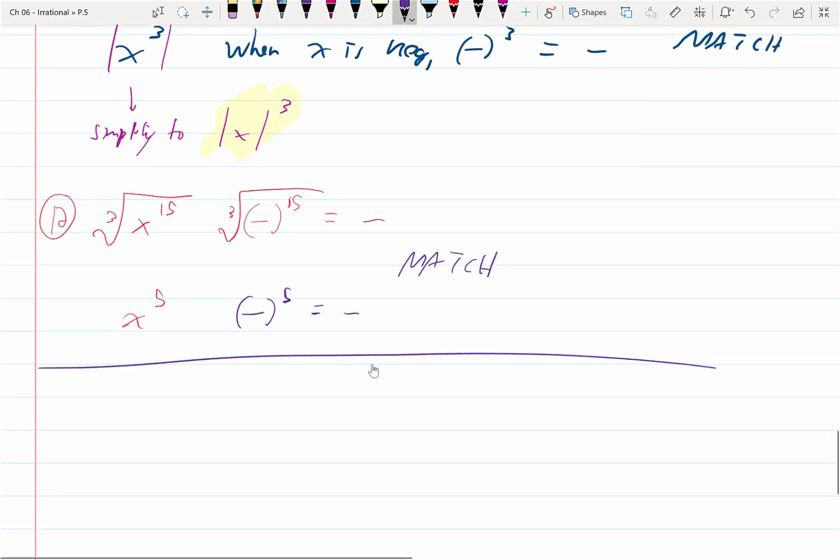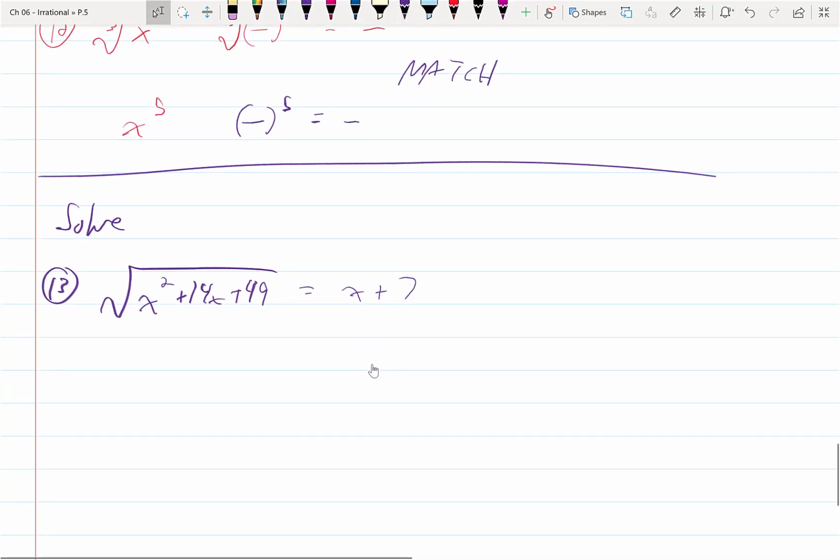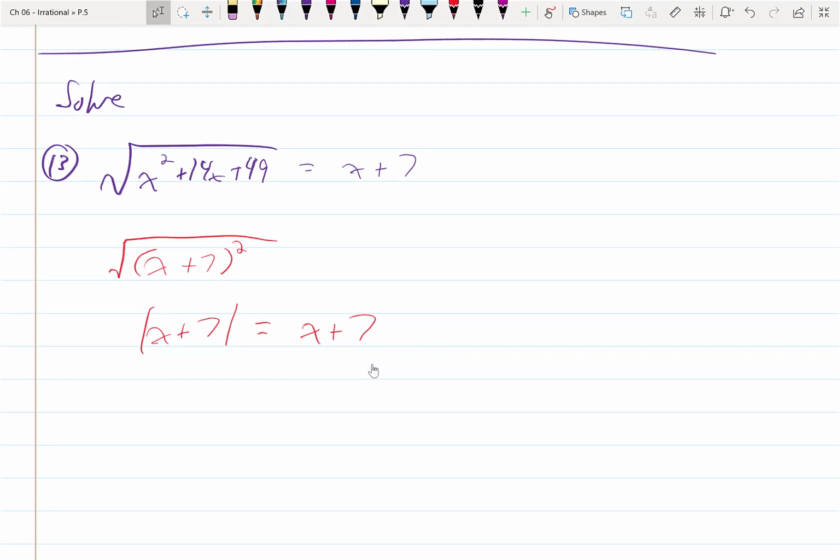Okay, new problem type. Solve. We're going to solve x squared plus 14x plus 49 equals x plus 7. I want to figure out, when is this true? Well, to solve, we want to simplify the left side and the right side, and I can actually simplify the left side. I can factor this into x plus 7 squared, square rooted, and x plus 7 squared, square rooted is the absolute value of x plus 7. So I have the absolute value of x plus 7 equals x plus 7.